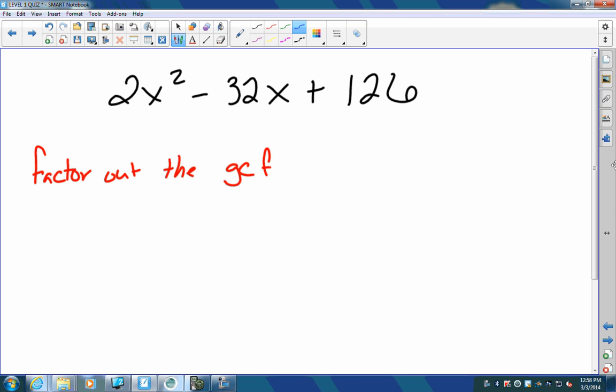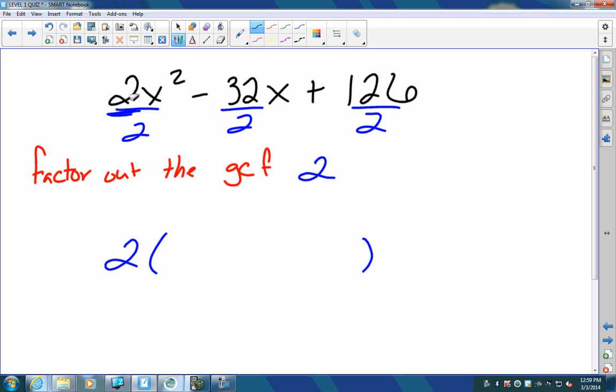What I want you to do is look at these coefficients and find the smallest one. Does 2 go into 32? Does 2 go into 126, sorry? Yes, it goes in evenly. So since that's true, my 2 is my GCF. Now, is there a letter in common in all three terms? No, so it's just going to be a number I take out. So I'm going to pull out the 2 and write what's left, meaning that I divide everything by 2.